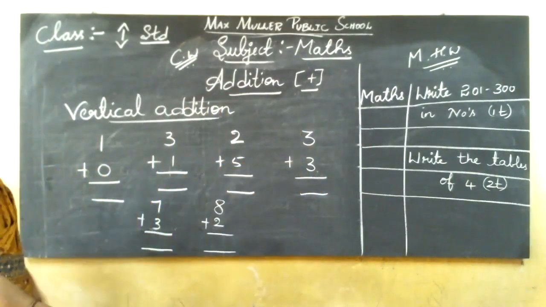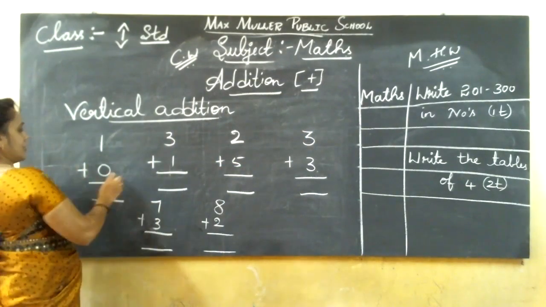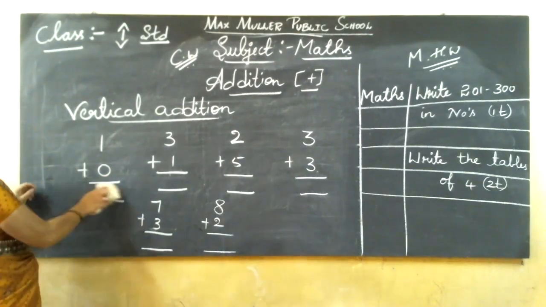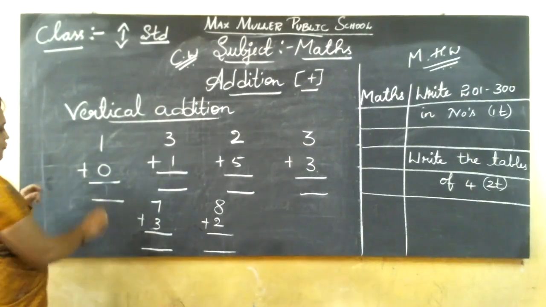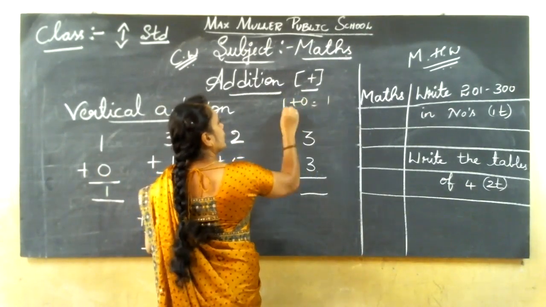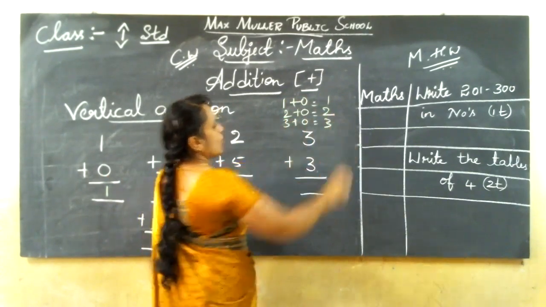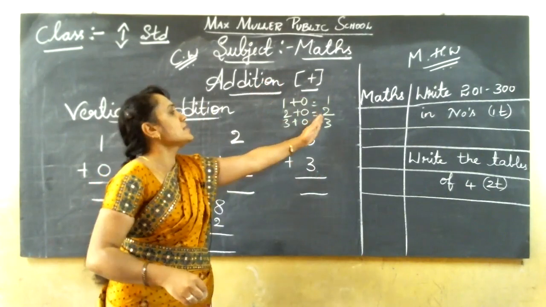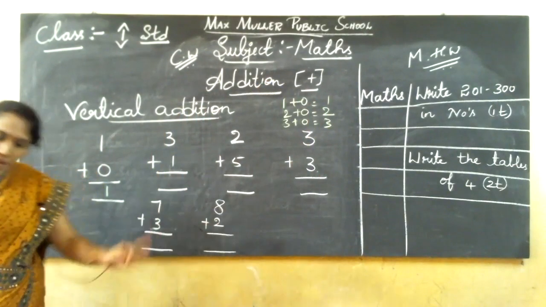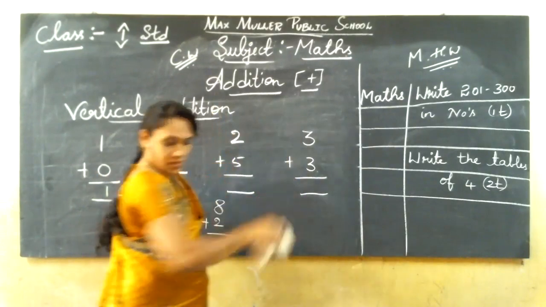Now see. 1 plus 0, how much? 1 only. When you add 0 to any number, the answer will be the same number. For example, 1 plus 0 is 1. 2 plus 0 is 2. 3 plus 0 is 3. 100 plus 0 is 100 itself. 50 plus 0 is 50 itself. Like that. Next.